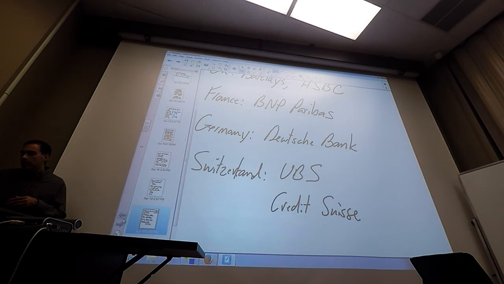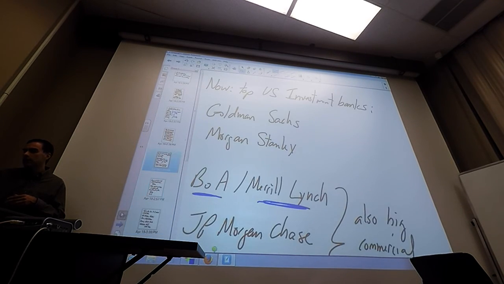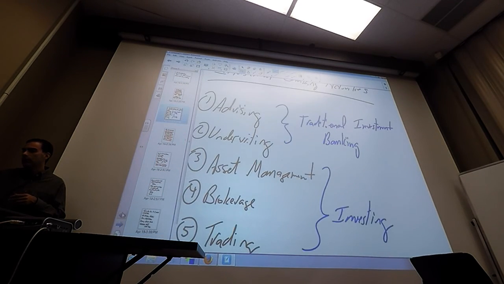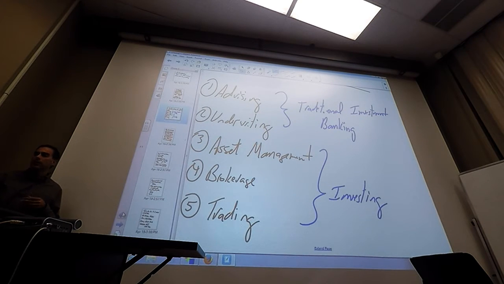But if we go back to the 5 activities that investment banks do, I want to again point out these 5 activities: advising, underwriting, asset management, brokerage, and trading.